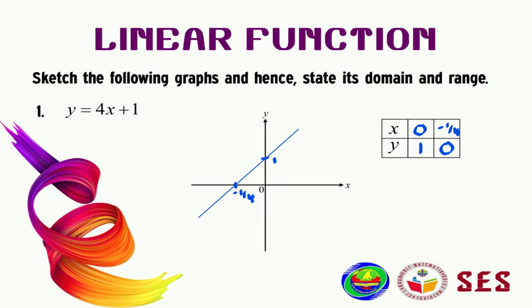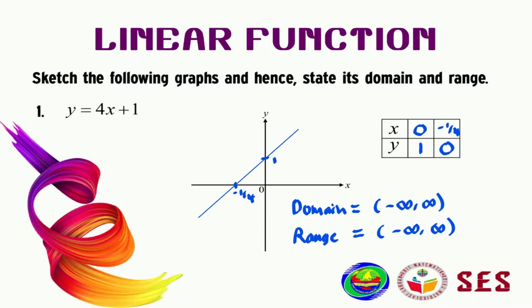Now we need to find the domain and range for this question. This graph is valid for any value of x, since there are no restrictions on either x or y. So our domain is from negative infinity to positive infinity. And what about the range? We look for the interval of y, which is also negative infinity to positive infinity.